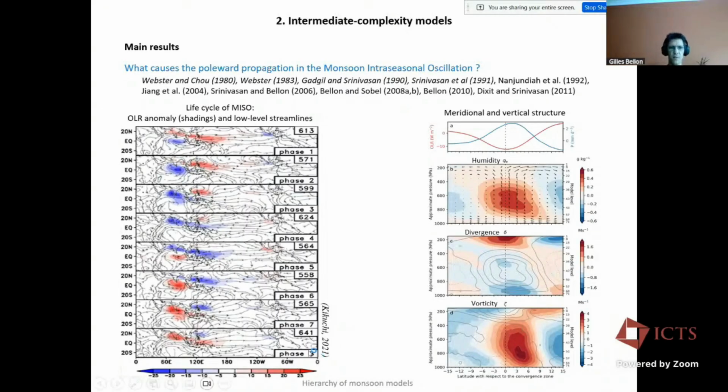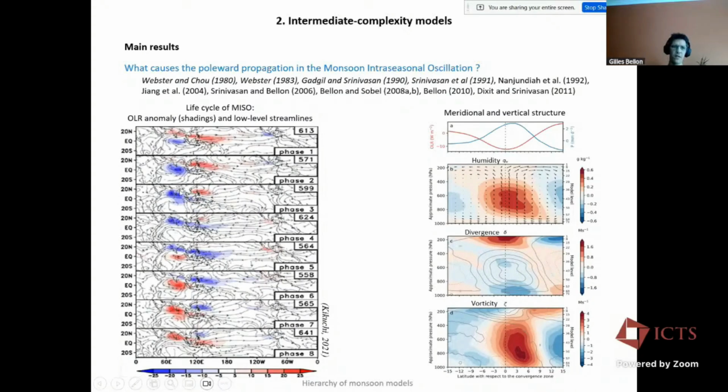And it develops in the equatorial Indian Ocean, grows and then propagates northward over the south of Asia. And the time scale of this mode is essentially a pseudo-period of about 40 days. And so each phase that I'm showing here is about 5 days long. And of course, you have the circulation that's essentially in quasi-equilibrium that is associated to this anomalous convection.